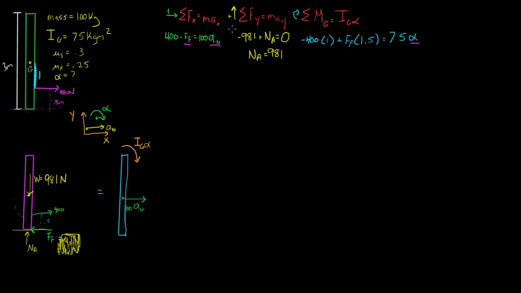But we only have 2 equations to work with because the sum of the forces in the y is doing its own thing. It's just finding out the normal force. So we have 2 equations, this one, and 3 unknowns. But that's okay. We're going to assume that this does not slip. So we're going to assume no slipping.